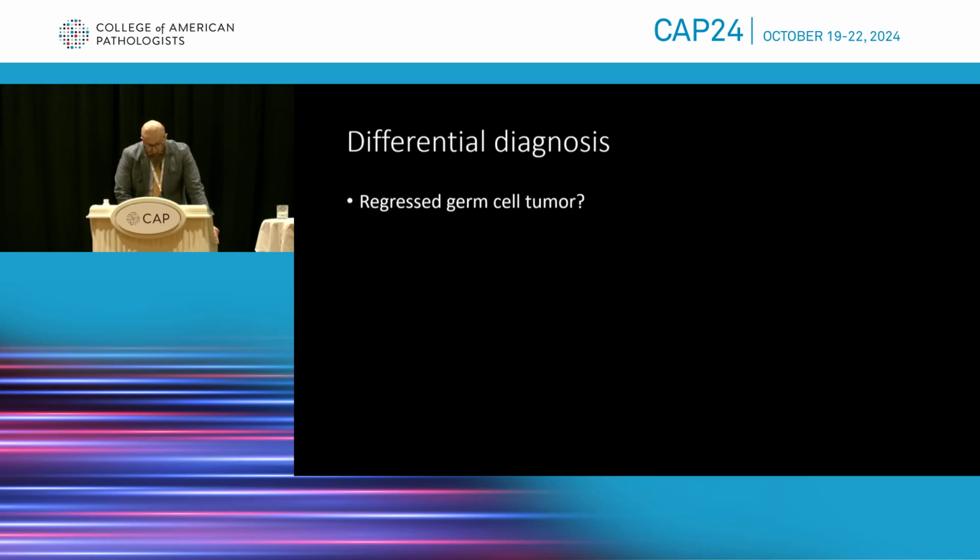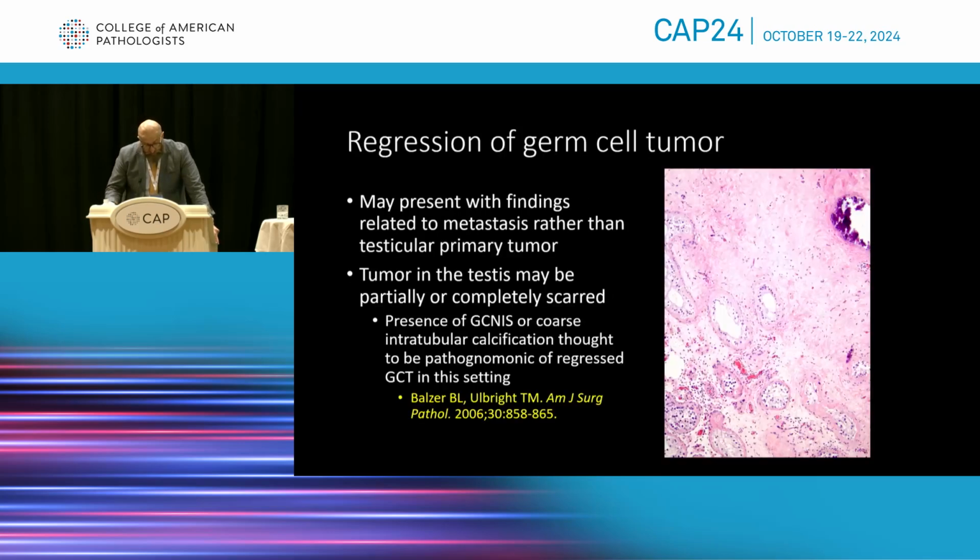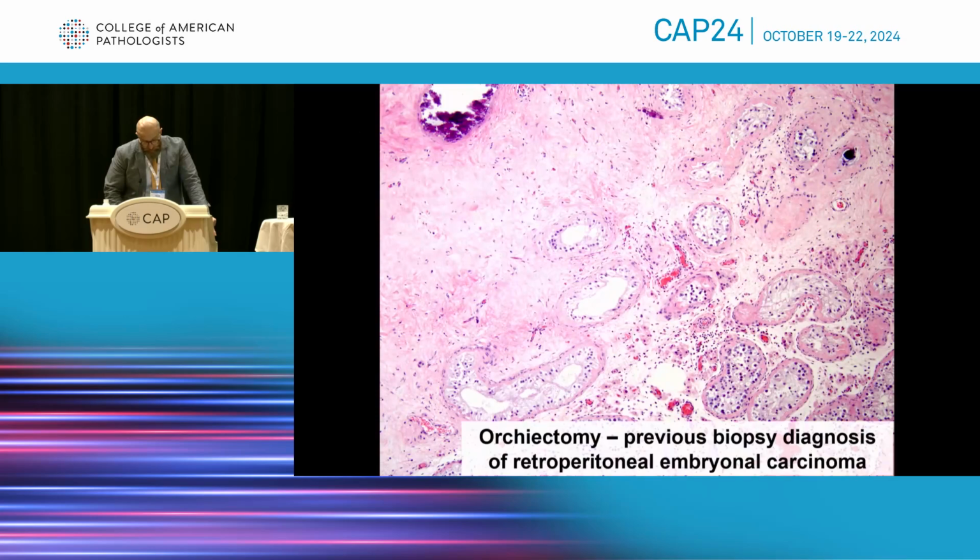So what else might be in the differential diagnosis of a hemorrhage or an infarct in the testis? Occasionally, testicular tumors can spontaneously regress, and even though the primary tumor has regressed, there may be metastases elsewhere. And so a very nice study from Drs. Balzer and Albright was published a number of years ago now in the American Journal of Surgical Pathology, proposing criteria for how to recognize a regressed germ cell tumor.